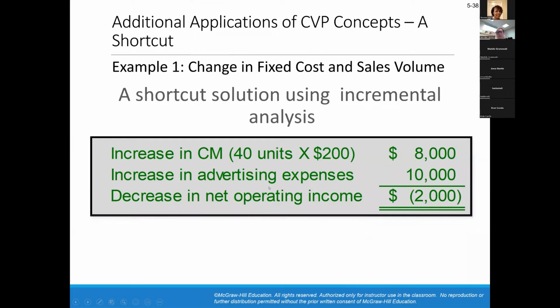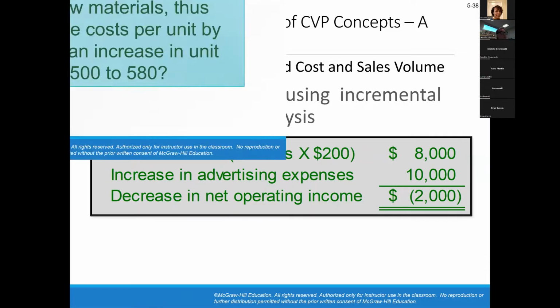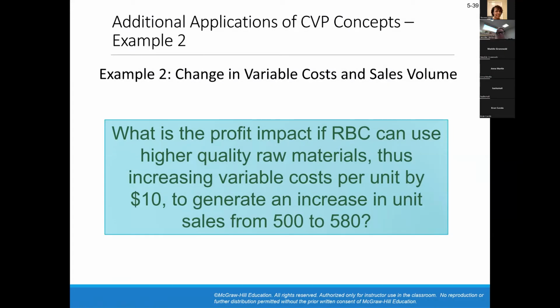So we can look at it this way. This is a little shortcut. If we say we're going to increase by 40 units, multiply by that contribution margin, this is what we have after we take those variable expenses out. So 40 units times 200 gives us 8,000. Our increase in advertising is 10,000. So we can see we're going to have a decrease in our income of 2,000. That's another way that we can look at it without having to break everything out.